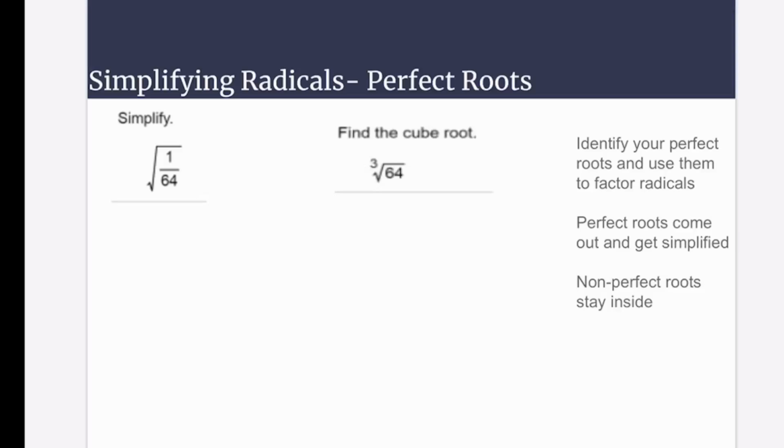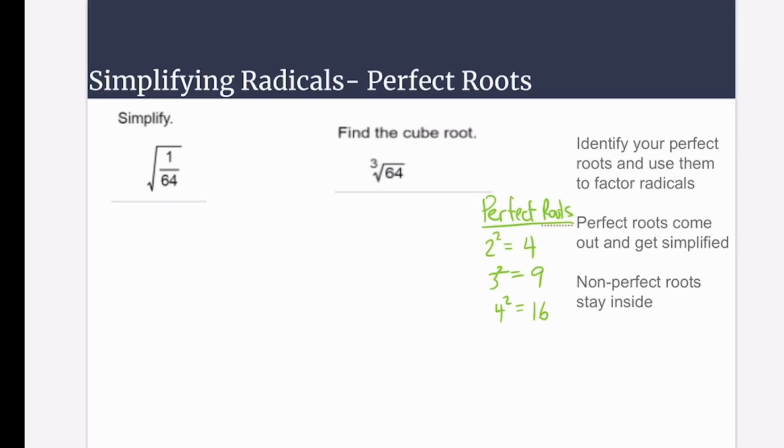Simplifying radicals. So we're only going to look at perfect roots here, but we're going to look at different types of radicals. What might help is creating a list of perfect roots. If you start with squares, for example, 2 squared, 2 times 2 is 4, 3 squared, 3 times 3 is 9, 4 squared, 4 times 4 is 16.